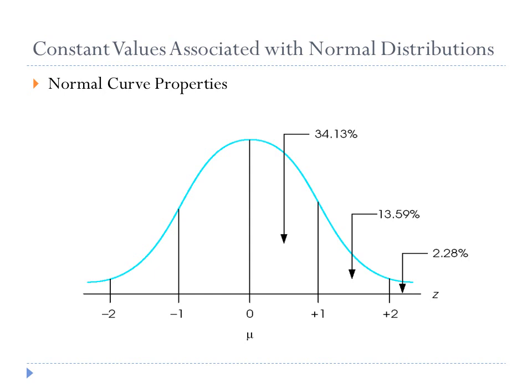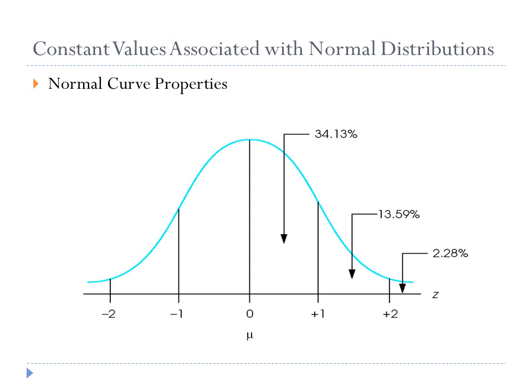On a normal curve between the mean and 1 standard deviation, we could expect to find a little over 34% of the scores in a distribution. Between 1 and 2 standard deviation units, we could expect to find 13.59%. And then above 2, we could expect to find 2.28%. Those same percentages fall on the negative side as well.